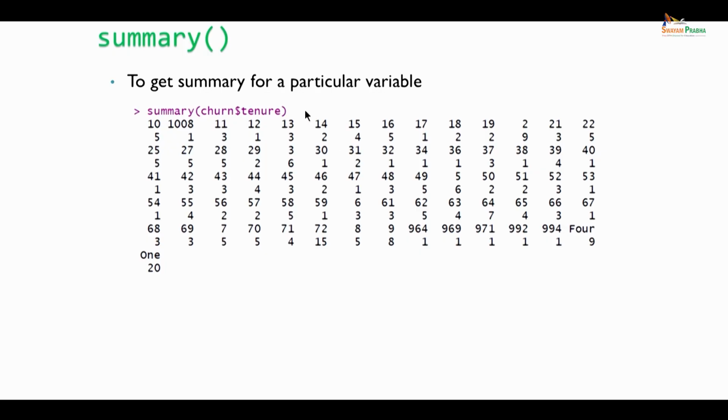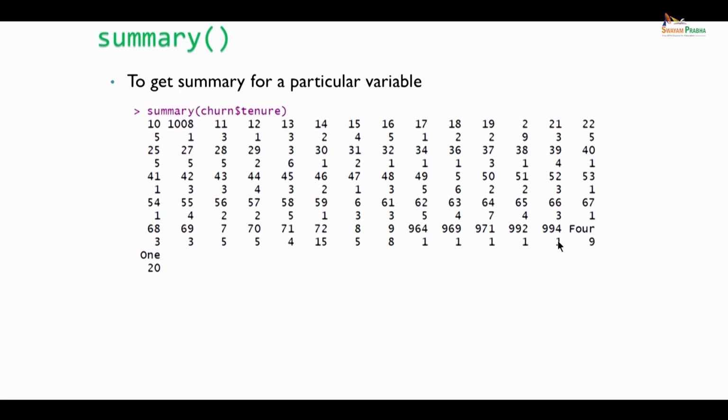So, we can also get the summary for a particular variable using the same command called summary. Inside the parenthesis, specify your data frame and access the desired variable from the data frame called churn. So, here I am accessing the tenure variable from the data frame churn. The output displayed here is basically showing you the frequencies under each category. 10 as a category has 5 observations, 1008 as another category has only 1 observation.